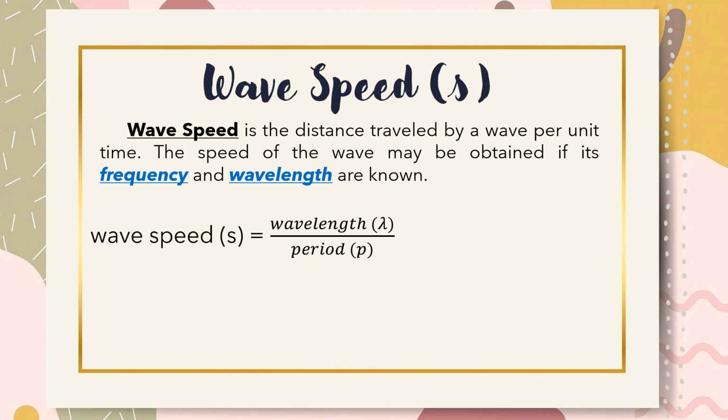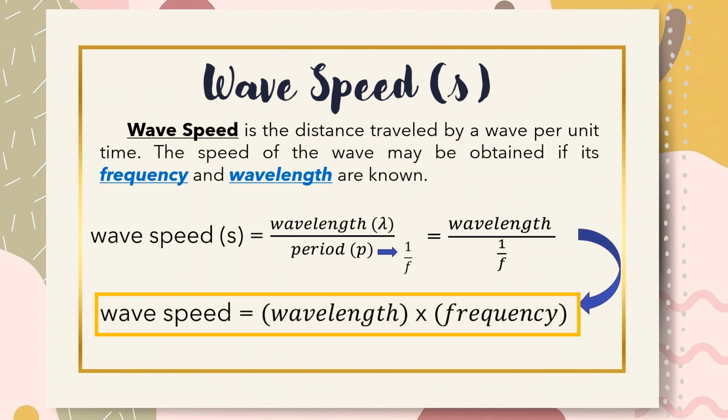In some books, period can also be written as the letter T, which stands for time. Also, we know that period is 1 over frequency, or 1 over F. We will also be able to derive an equation using frequency in solving for wave speed. So wave speed is then equal to wavelength times frequency. Let us try doing some examples.